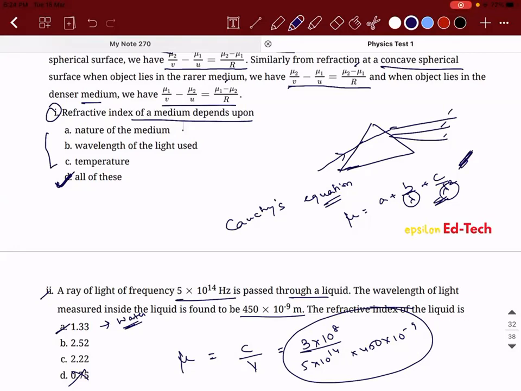Generally, if you go for higher studies, they give you the explanation according to Cauchy's equation. So since you asked me this question, how is the refractive index dependent on the wavelength of light? It is inversely proportional, according to this equation.